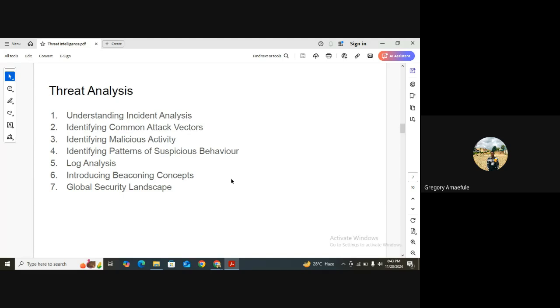That same thing happens in an IT organization. We're going to try to understand common attack vectors. When we know common attack vectors, we can proceed to protect our systems or IT organizations from those kinds of attacks. Same thing for identifying malicious activity and identifying patterns of suspicious behavior. Then we're going to also understand log analysis, because log analysis helps us very much in all these 4 models already listed. Then we're going to try to understand emerging concepts and the global security landscape.